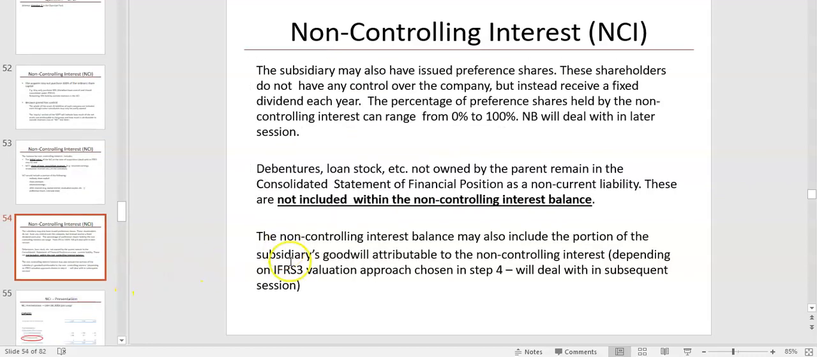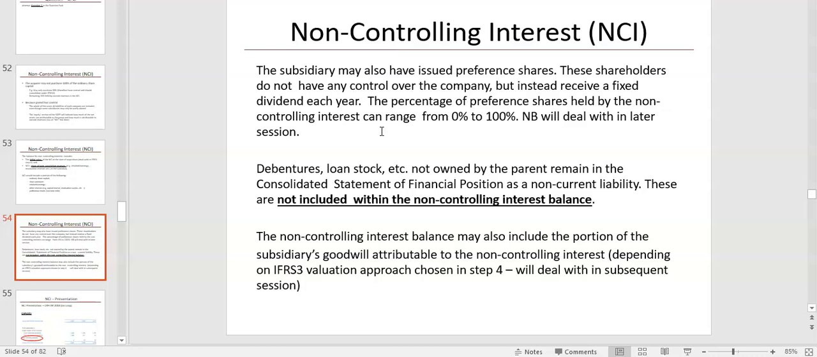Preference shares is a bit more complicated. The subsidiary may have preference shares, but remember, preference shares are separate to ordinary shares. So you could have an NCI that has 30% of the preference shares, but has 20% of the ordinary share capital. So watch that in some questions. We will deal with that in later sessions, but it can be a bit more complicated for exam level questions, where if there's preference shares in a subsidiary, the ownership split between the parent and the NCI may be slightly different than what the ordinary share capital split is.